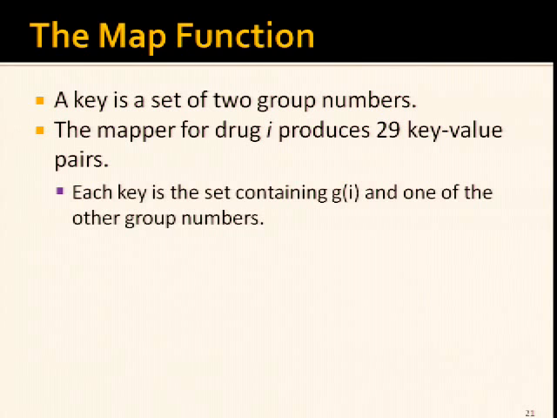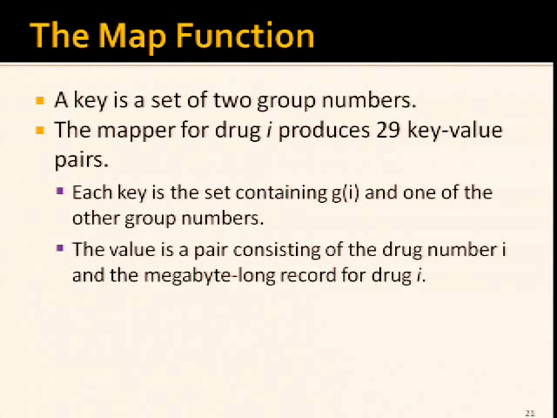And each key is a set of 2 groups. One of the groups will be the group G of I, the group that the drug I belongs to, and the other member of the key set is any one of the 29 other group numbers. So you can produce 29 key value pairs. The values, of course, are really the record for drug I. You now have to tag it with I so that you know that this is the record for the particular drug I. In the earlier scheme, you didn't have to worry about that because the chi-square test is symmetric. You get two drug records. You don't even care which is which.